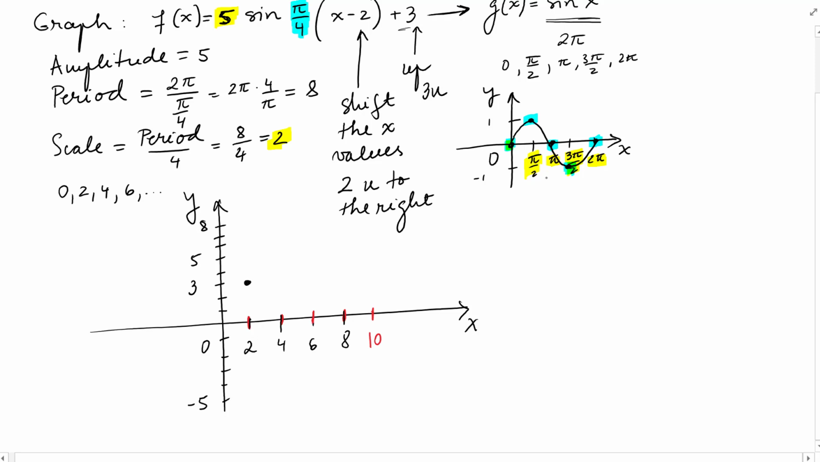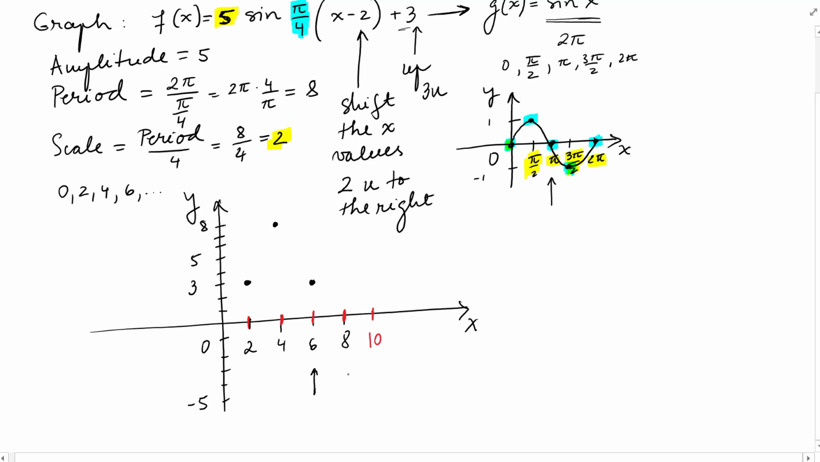Then at pi over 2, now our new point is 4. So at pi over 2, sine would go to 1. In our case, at 4, it should go to 5. But we have to add plus 3, so it goes up to 8. 6 is our third point, right? So I'm looking at the graph of sine, and the third point is at pi. So it should be at 0, but because we have plus 3, I should go up to 3 and mark that.